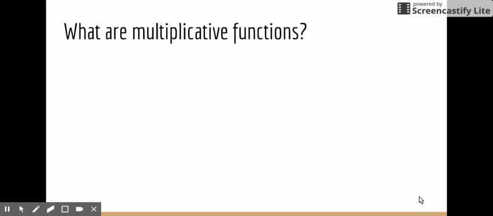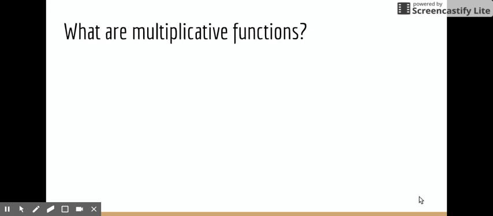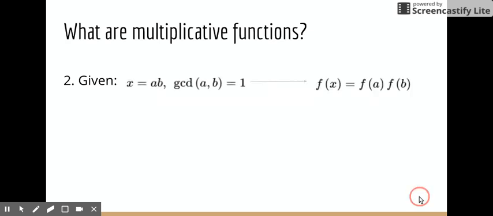Multiplicative functions are a subset of arithmetic functions such that the following criteria also holds true. An input of 1 will yield an output of 1, and an input of x, such that x is the product of primes, we'll call them a and b here, will yield a value equal to the product of the function's value taken at each of the prime factors of x.